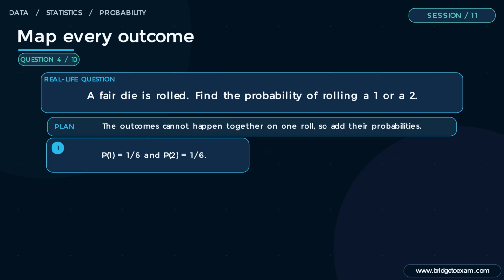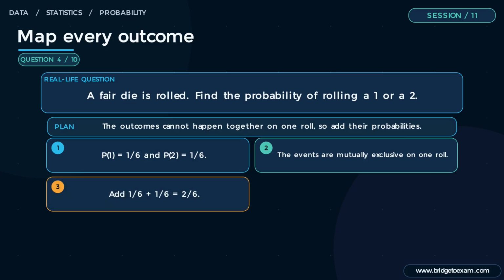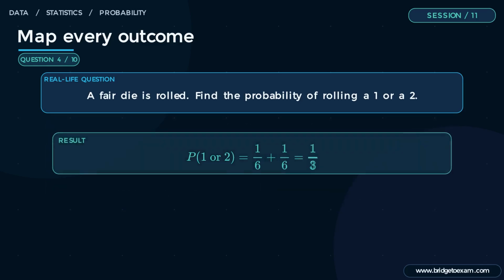Step 2. The events are mutually exclusive on one roll. Step 3. Add 1/6 plus 1/6 equals 2/6. Step 4. Simplify to 1/3. Quick check. Counting favorable faces directly also gives 2 out of 6. This matters in real life because mutually exclusive categories are common in one-choice survey and routing outcomes.